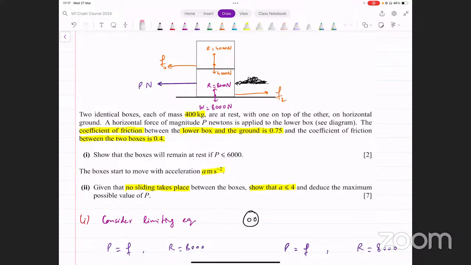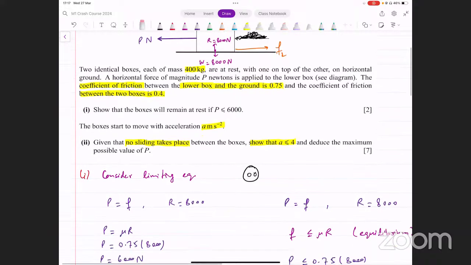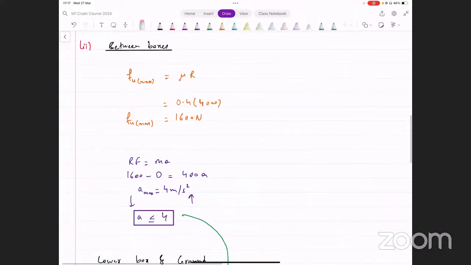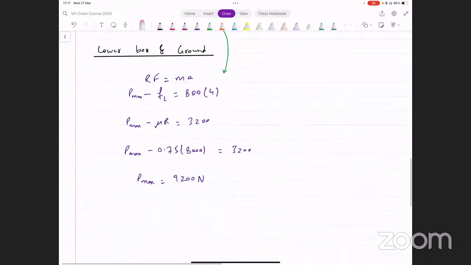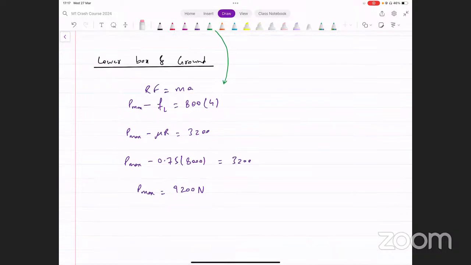So what you need to remember here is the friction on the upper box is going to be acting towards the left side. Why? Because the object will try to slide towards right. So friction is going to oppose that. That's going to act in this direction. What's the maximum possible value of friction? We found that first. And then corresponding to that, this is the maximum possible value of acceleration that we get. And then we use that maximum possible acceleration to find the maximum possible value of P like this.